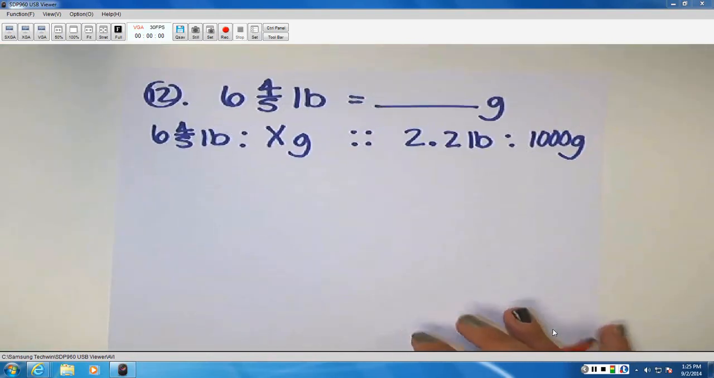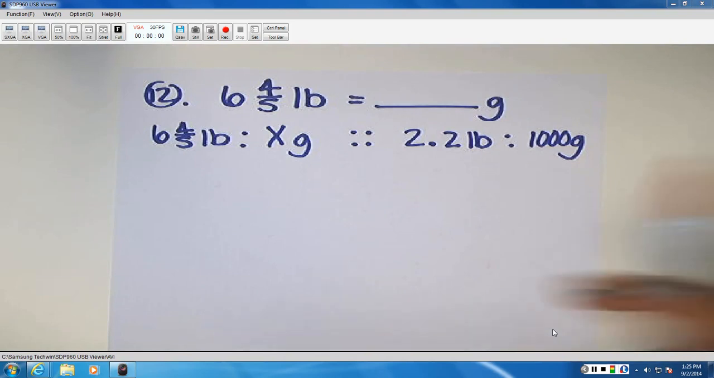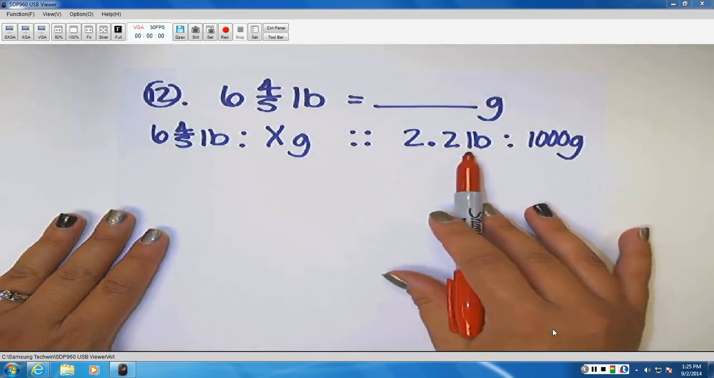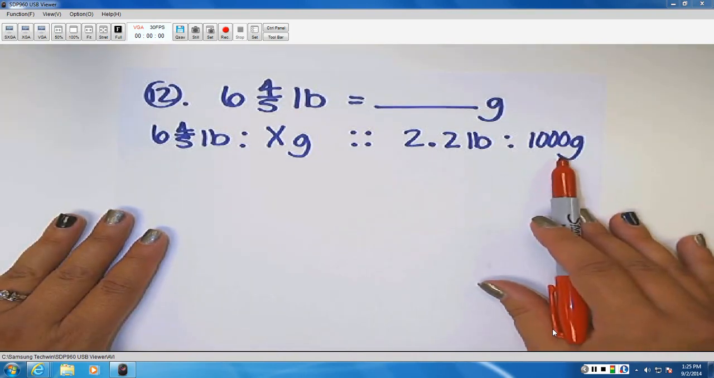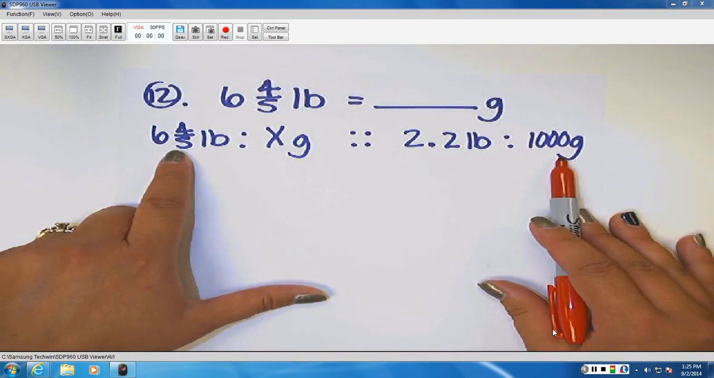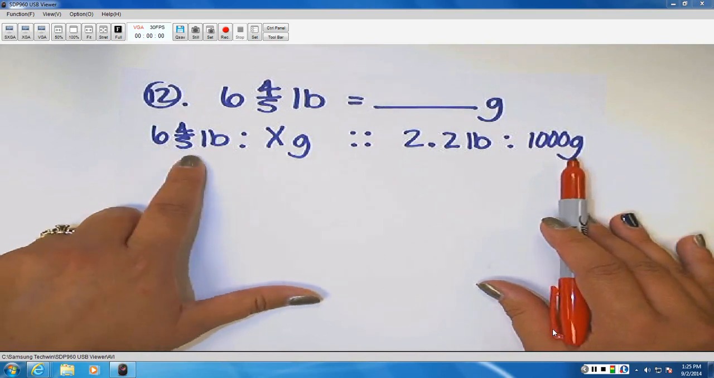We'll do another one that's kind of similar to that one. This is number 12. This one is 6 4/5 pounds equals how many grams? What I know is, and again, I switched it here just to show you that it doesn't matter where you put what you know, as long as you make everything equal, it's fine. So I know that 2.2 pounds equals 1,000 grams. What I don't know is how many grams is in 6 4/5 pounds.